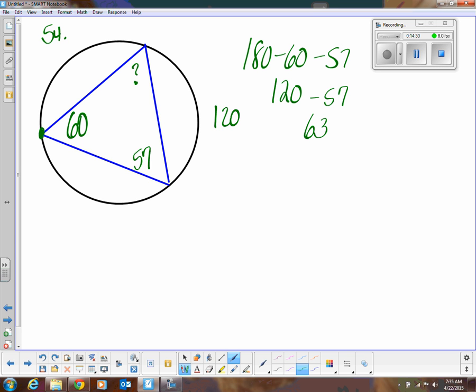Next. Because what do you know about the sum of the angles of a triangle? Okay. Now do you understand? Okay. Yes.